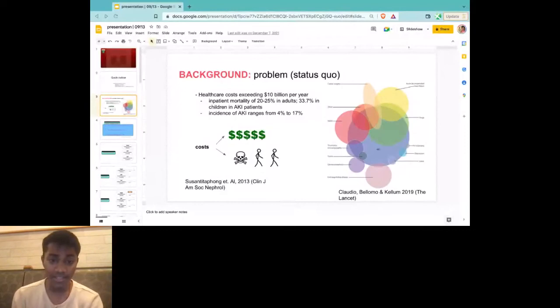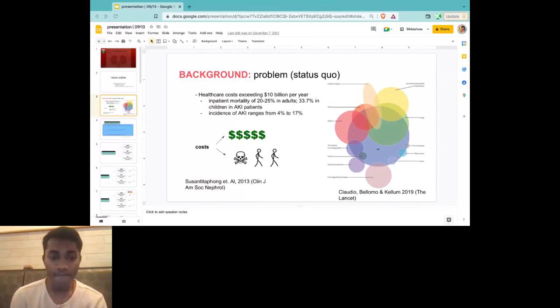These are statistics published by Susan Titafong and colleagues at St. Elizabeth's Medical Center at Tufts University up in Boston. They show that the costs of acute kidney injury are exceedingly high, both in terms of lives and dollars. In terms of lives, inpatient mortality is anywhere from 1 in 4 to 1 in 5 in adults and 1 in 10 in children. Apologies, that 33.7% is not inpatient mortality, but how many patients with acute kidney injury out of the total cohort population.